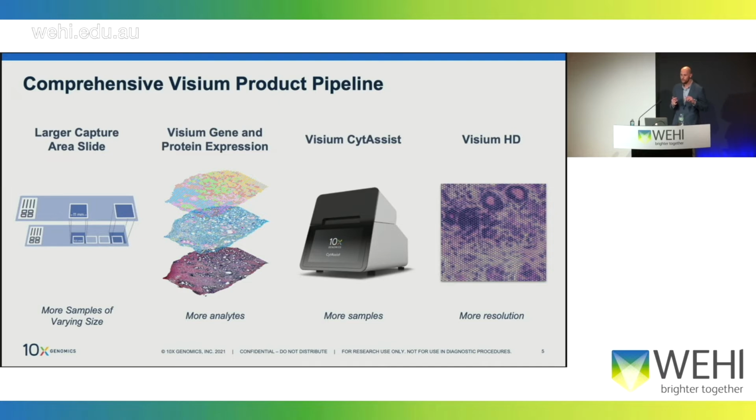We have 4 major Xenium product releases scheduled for 2022, as listed here. So we'll take a quick dive into each one separately over the next few minutes, but I'll definitely skip the larger capture area slides because I think the name of this product is pretty self-explanatory. If your tissue doesn't fit inside the current 6.5 by 6.5 millimeter capture area, then we have 11 by 11 millimeter capture area slides coming very soon.